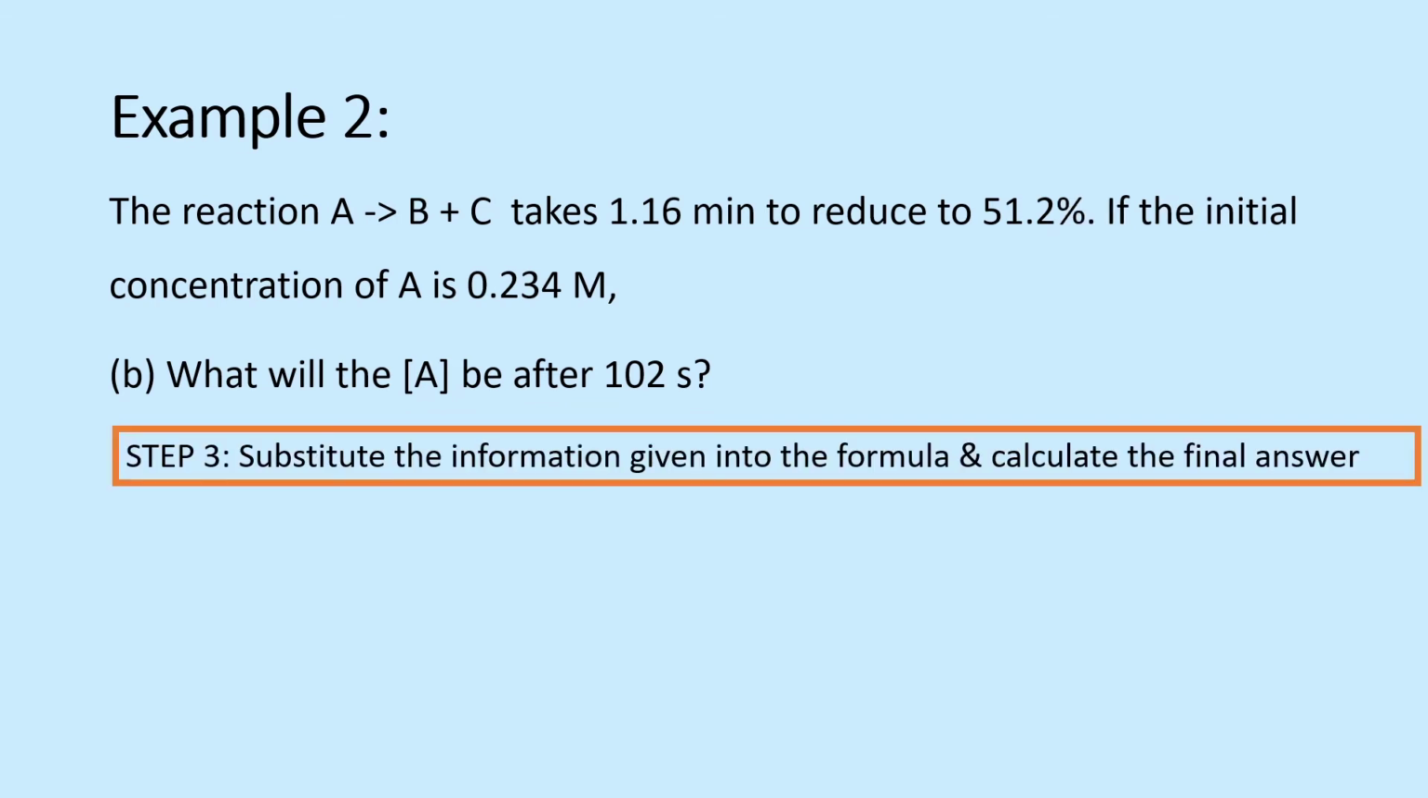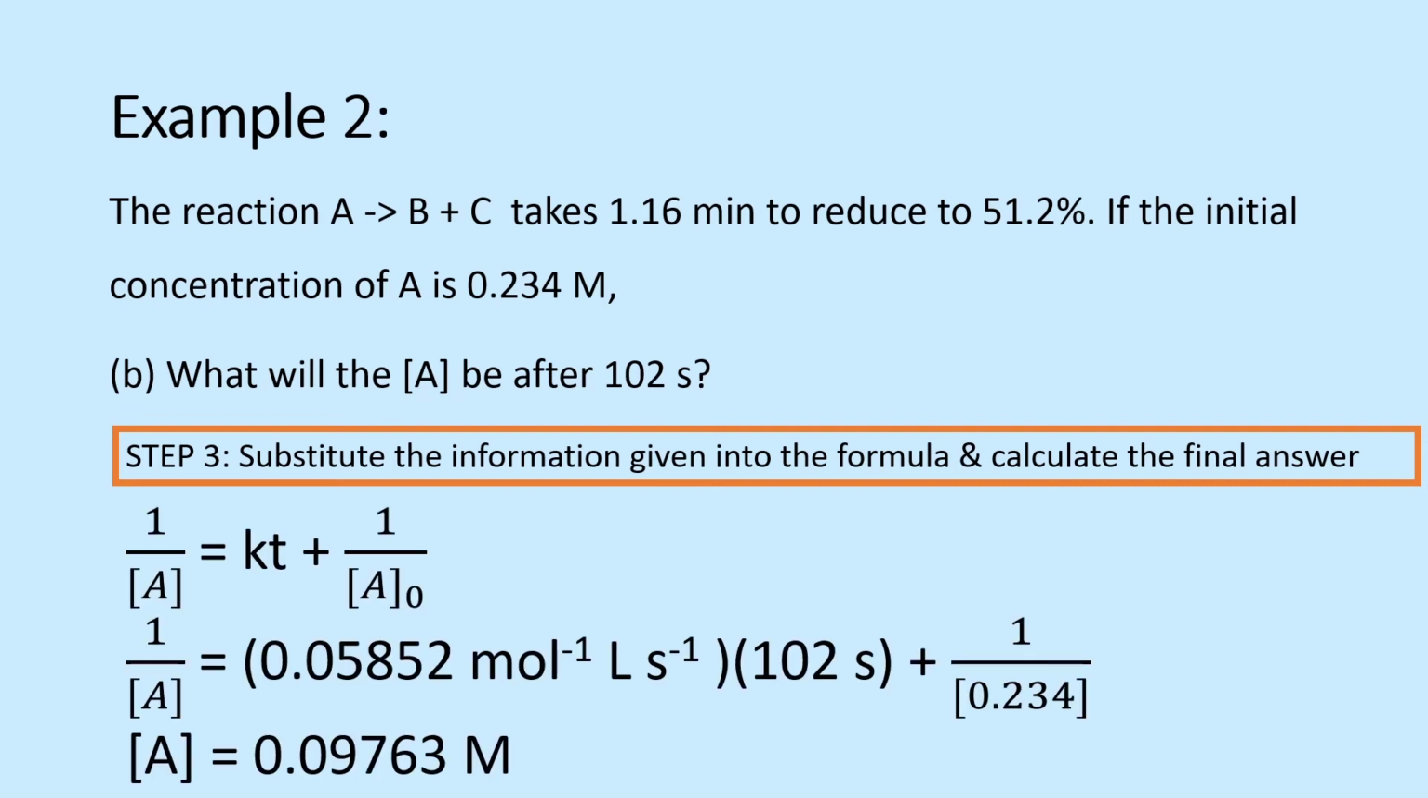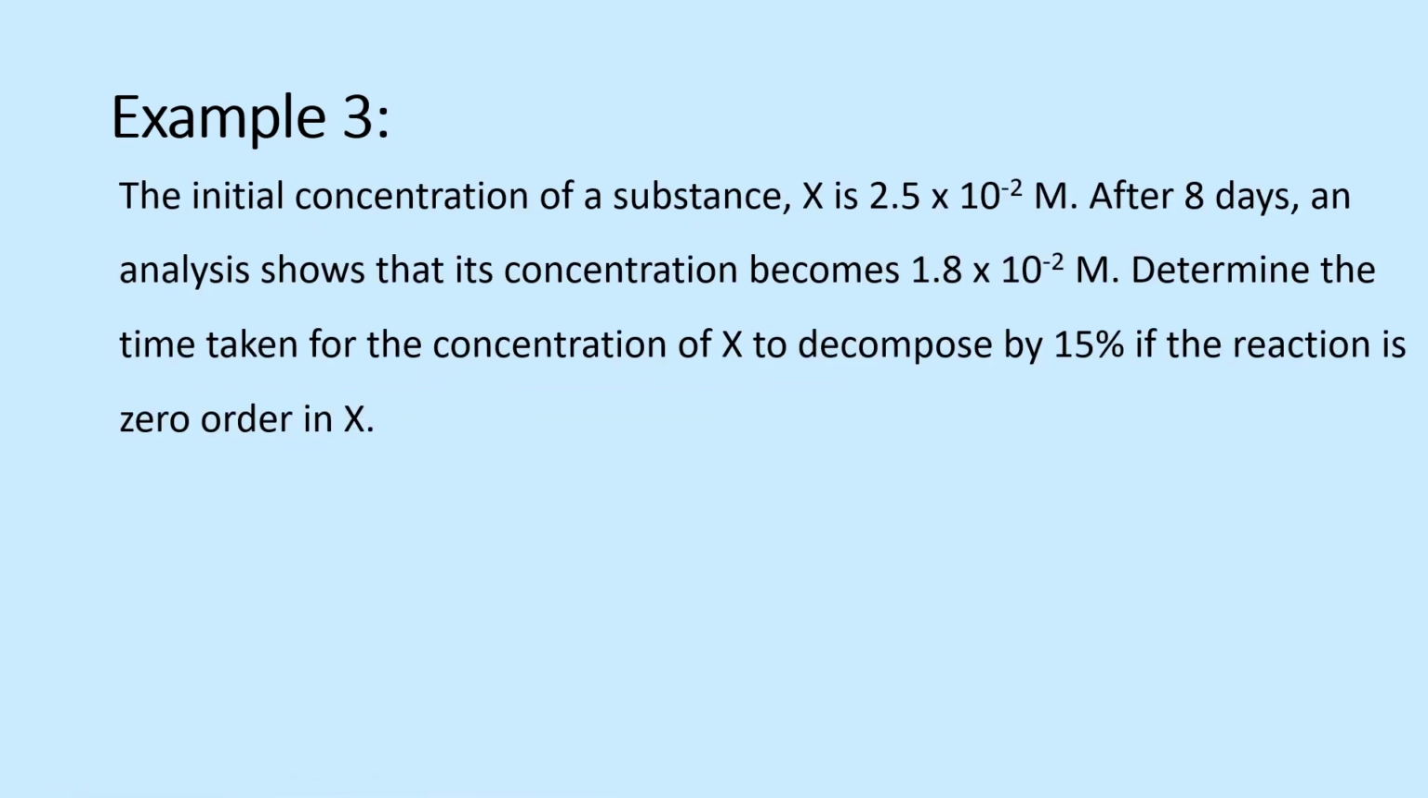Step number 3, we substitute all the information given in step number 1 into the formula in step number 2 to get the final answer. So for this, we get the remaining concentration of reagent A after 102 seconds of reaction as 0.09763 molar.